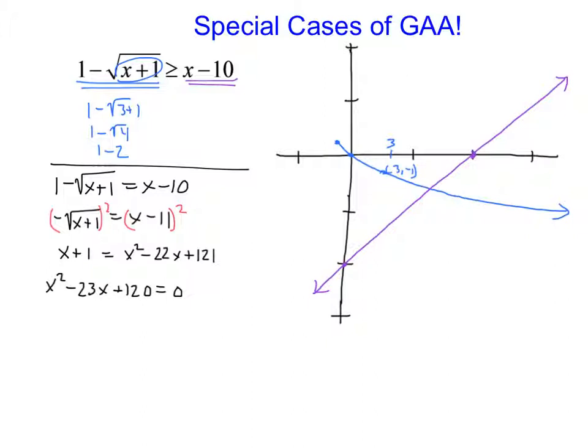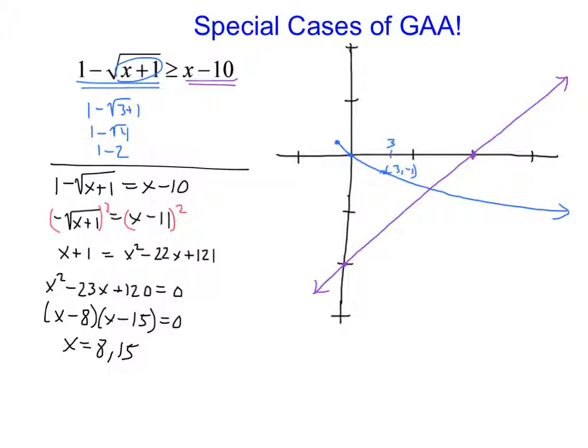Yeah, this one's factorable. 8 plus 15 is 23, and 8 times 15: double 15 you get 30, double it again you get 60, double it again you get 120. So that works. And our solutions are at 8 and 15. And now we have an issue, because there's only one intersection, and the algebra is telling us there are 2.